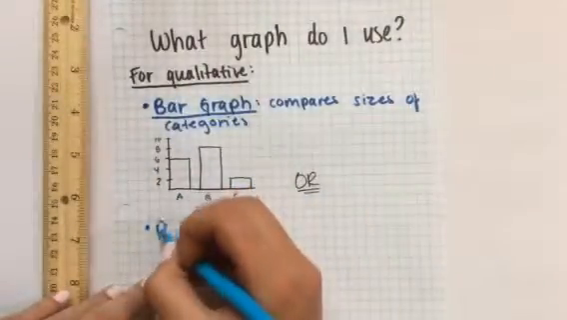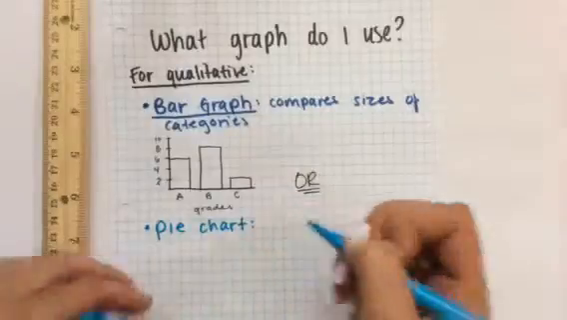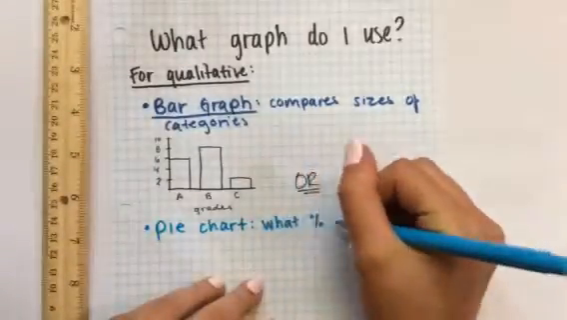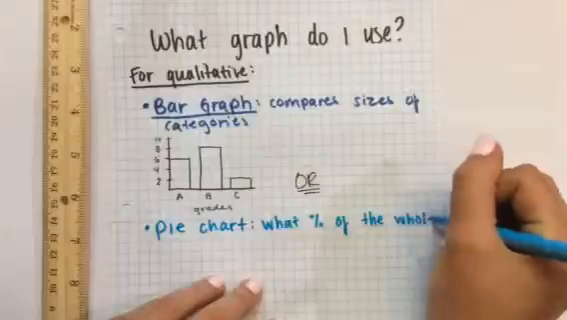You can also use a pie chart, which is very easy to read. Pie charts allow you to look at what percentage the categories make up of the whole.